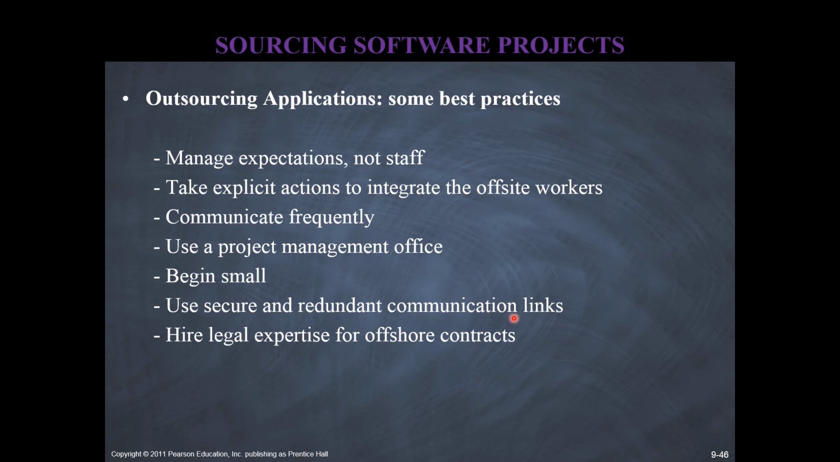Use secure and redundant communication links. Again, you're communicating remotely with different countries that may have different laws in relation to privacy, to intellectual property protection, different security levels. So you may want to use secure, maybe encrypted communication, and also make sure you can talk to your outsourcing partners in a number of ways. For example, if the internet is not working, you can call them. Because connection sometimes is a problem.